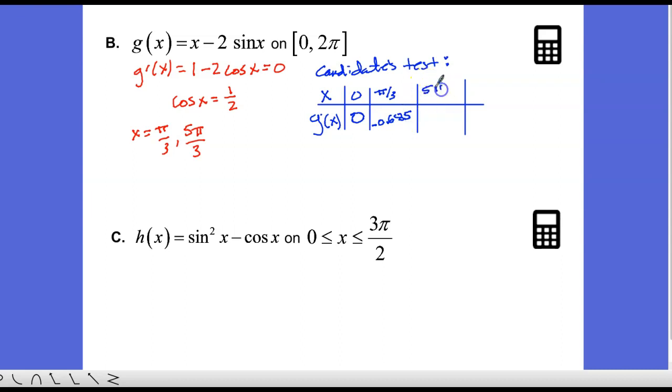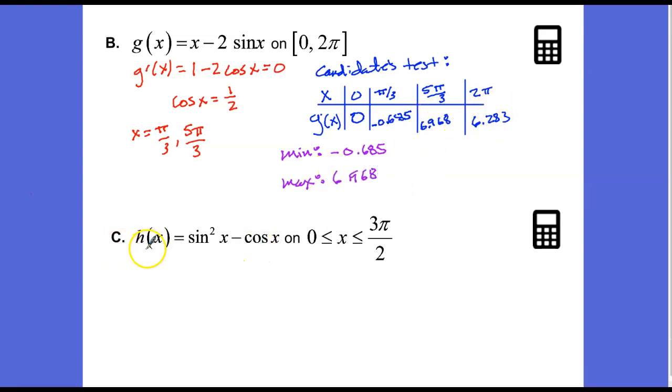Then we'll do 5 pi over 3, and that's going to give us 6.968. And then finally our last endpoint, 2 pi, and at this point we get 6.283 from our original function. And so we can conclude that our global minimum is going to be negative 0.685, that's the lowest value, and our maximum is 6.968. So just barely beating out this.